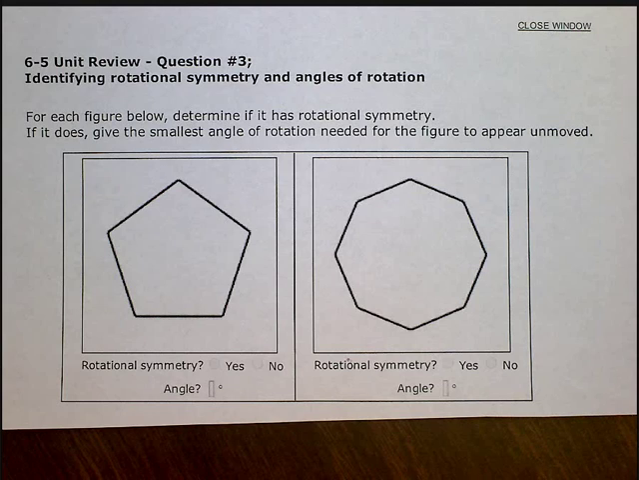Identifying rotational symmetry and angles of rotation. For each figure below, determine if it has rotational symmetry. If it does, give the smallest angle of rotation needed for the figure to appear unmoved.